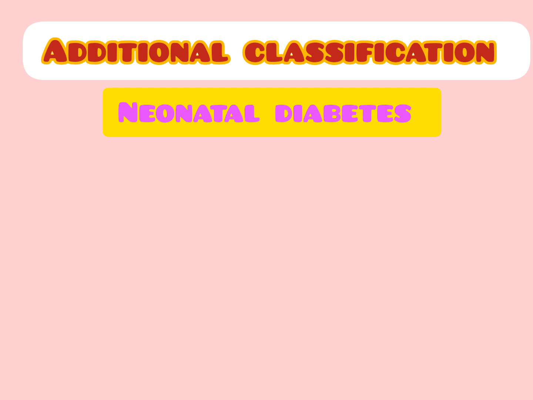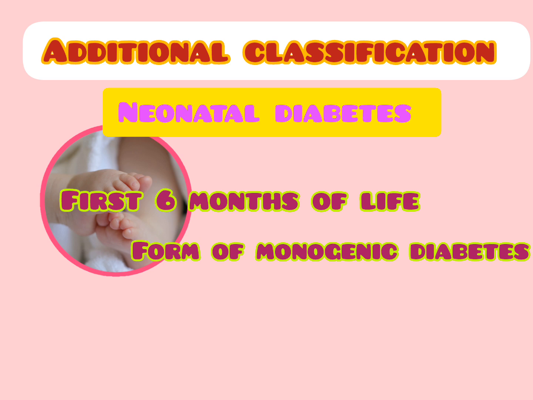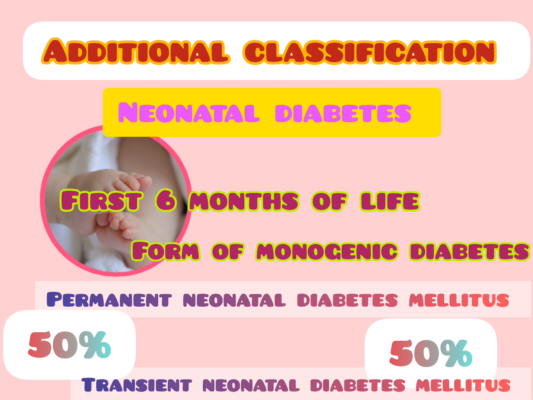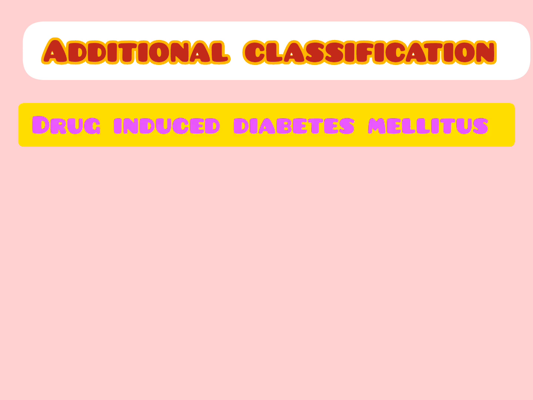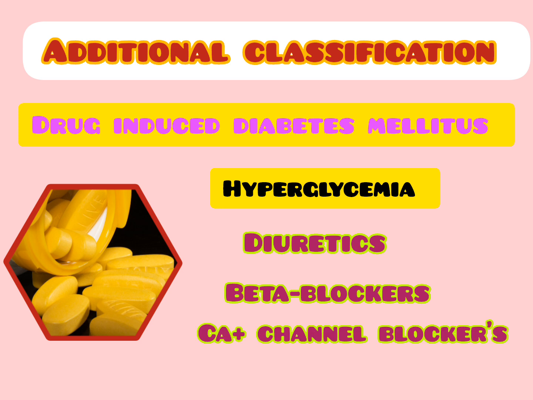Neonatal diabetes. Diabetes that occurs within the first 6 months of life. It is also a form of monogenic diabetes. About 50% of babies with neonatal diabetes have the lifelong form called permanent neonatal diabetes mellitus. For the other half, the condition disappears within a few months from onset, but it can come back later in life. This is called transient neonatal diabetes mellitus. The last one is drug-induced diabetes. Certain drugs may induce hyperglycemia through a variety of mechanisms. Usage of diuretics like thiazide, beta blockers, calcium channel blockers, and steroids can induce hyperglycemia.